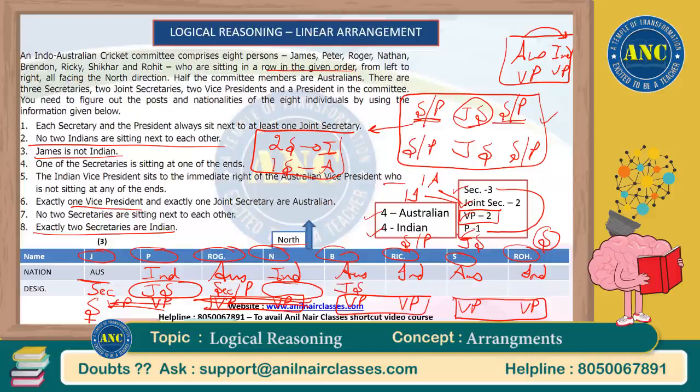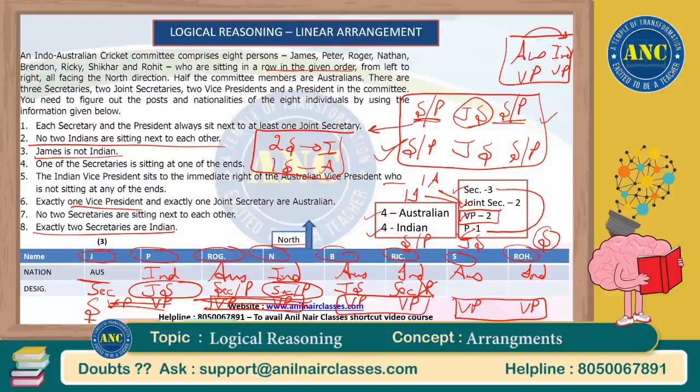If joint secretary is here, then in that particular case, he should be having a secretary or a president on either of his side because of this particular information given to us. But both the secretaries cannot be sitting next to each other, right? So one of them has to be a president. So that means the president is only one. So this guy is for sure a secretary only.